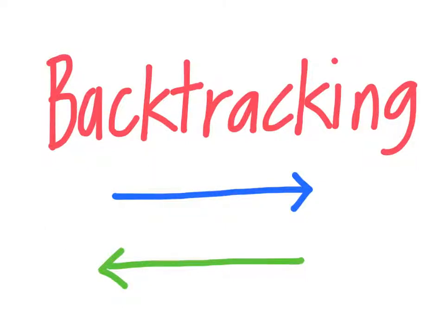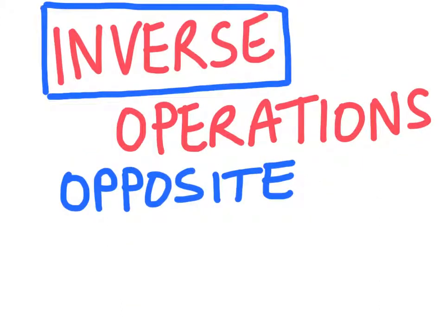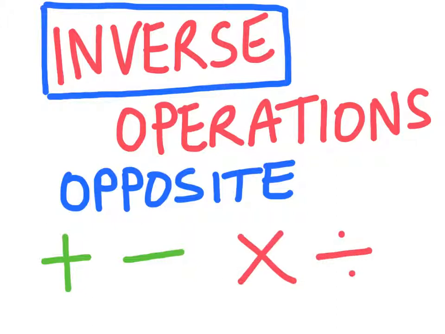Determining the value of an unknown variable by using backtracking. The first piece of terminology we need to look at is inverse operations. Now, inverse actually means opposite. In terms of maths, we're talking about the inverse of addition being subtraction and the inverse of multiplying being dividing. And it actually goes the other way. So the inverse of subtraction is addition and the inverse of dividing is multiplying.